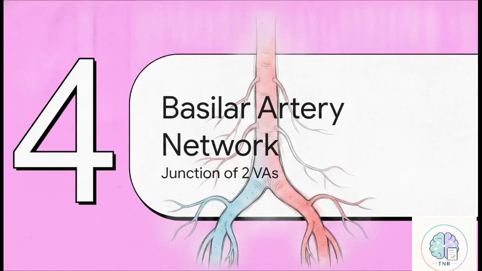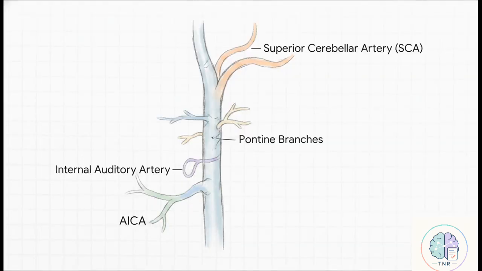Okay, section 4, the basilar artery network. At the junction of our two VAs, we hit the basilar trunk, the massive superhighway of the posterior fossa. This trunk branches into a seriously dense, critical network.